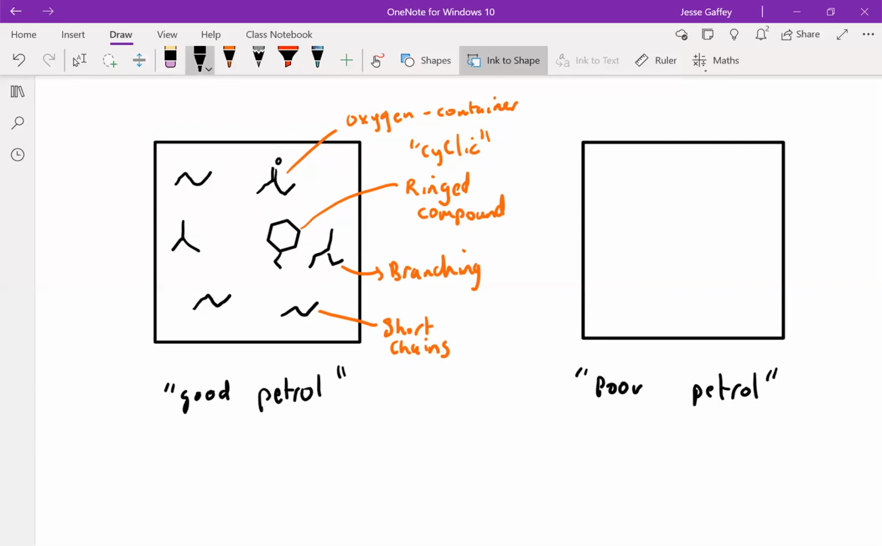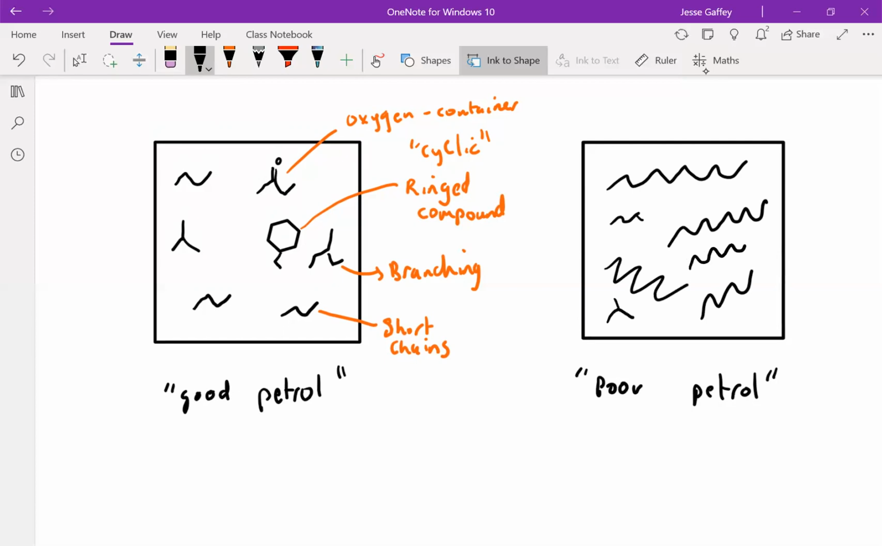If we had a poor petrol, this is what we would see. We would see more longer chain molecules. So poor petrols would have a higher percentage or a higher content of these longer chain molecules. They would have some short chains. They might have an odd branch chain, but they would also contain longer chains. So that would be the big feature of a poor petrol.